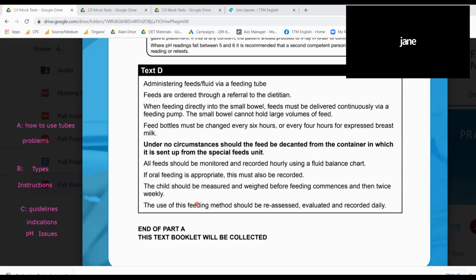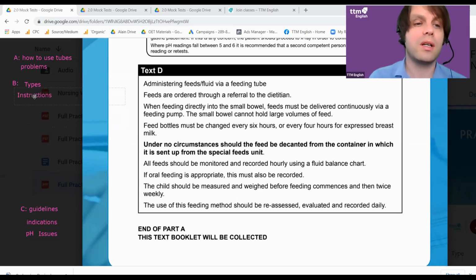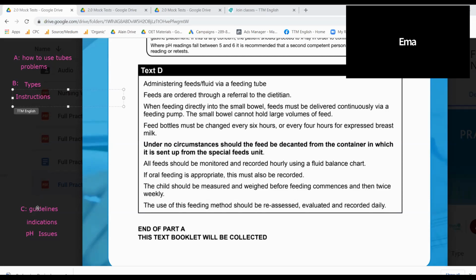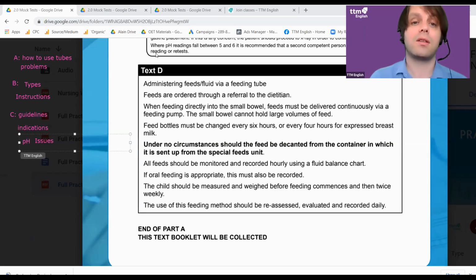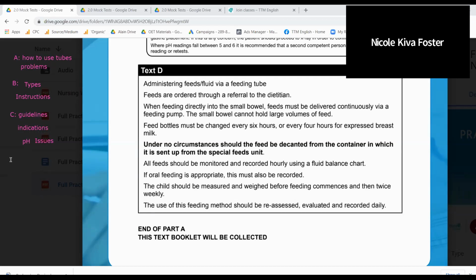Types of these and also instructions. I think it's a kind of instruction. Administering feeds via a tube. Feeds are ordered through a dietitian. When feeding directly into the small bowel, feeds must be... advice. Look, if you see should or must be, and also warning. Some of it's advice. Yes, you're right.